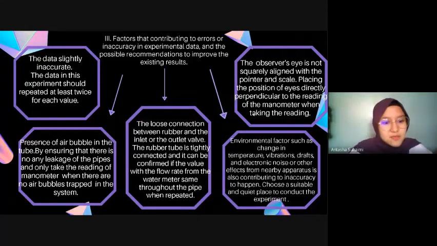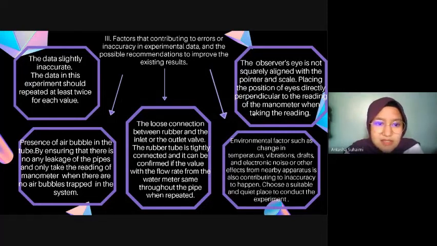The second is the presence of air bubbles in the tube. We ensure that there is no leakage of the pipes and only take the reading of the manometer when there are no air bubbles trapped in the system. Next, the loose connection between the rubber tube and the inlet or outlet valve. The rubber tube must be tightly connected, and it can be confirmed if the flow rate from the water meter is the same throughout the pipe when repeated.